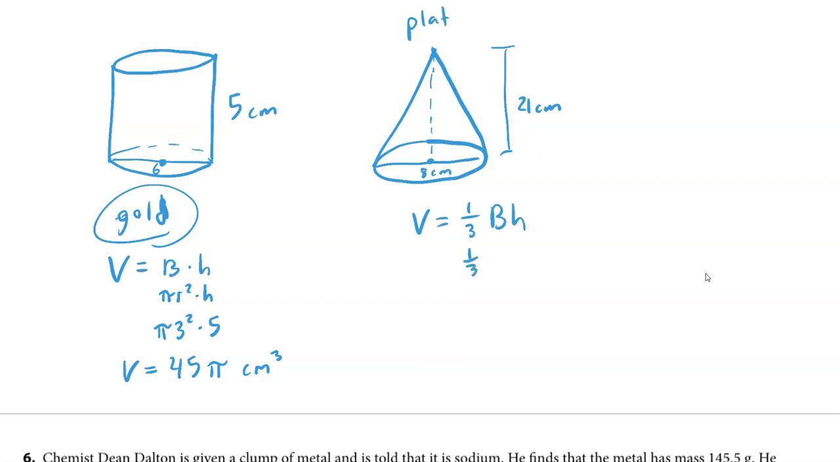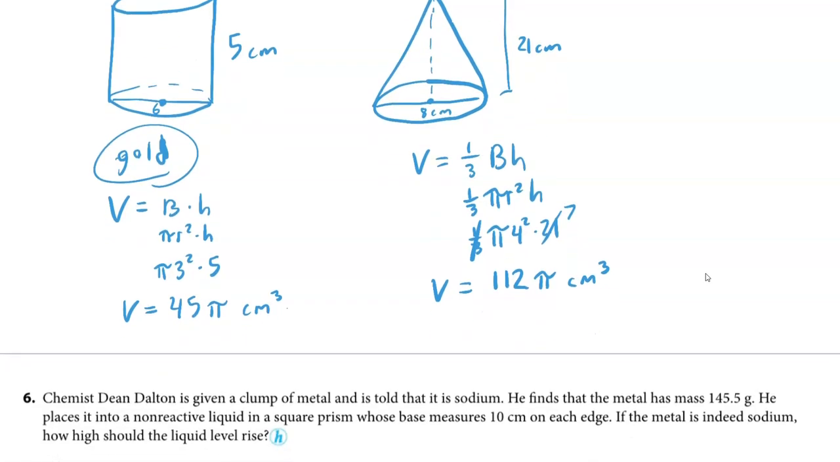Okay, so volume is 1/3 base times height. So in other words, 1/3 pi r squared h, or 1/3 pi 4 squared times the height of 21. 1/3 and 21 cancel, and we get, that's a 7. So that's 16 times 7. Ooh, 70 and 42, so 112 pi cubic centimeters. So it's more volume, but I think platinum weighs less, so we gotta convert this.